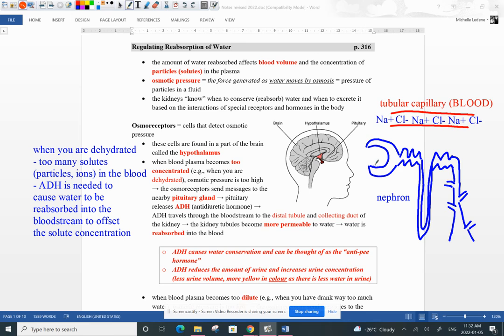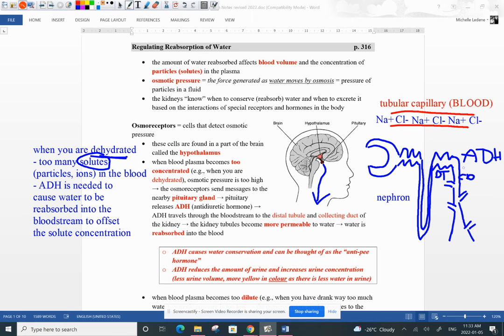Okay, so here's an example. Here's my stylized little version of the nephron. Here's the tubular capillary. And you can see that there's lots of salt in your bloodstream, right? You've got too much salt, too high of a solute concentration, you're dehydrated. So the hormone ADH is going to be released. It's going to be released into the bloodstream, and it's going to travel through your blood, and it's going to go into your kidneys, and then it's going to act here on the distal tubule and the collecting duct.